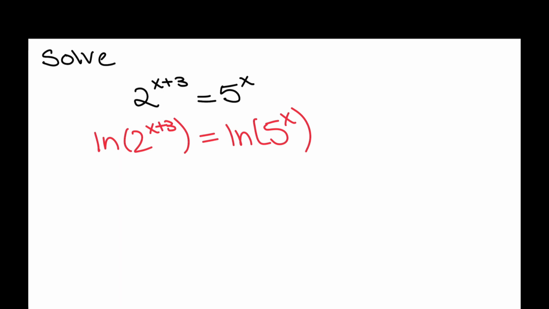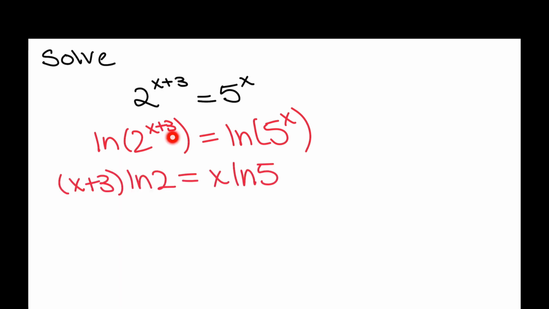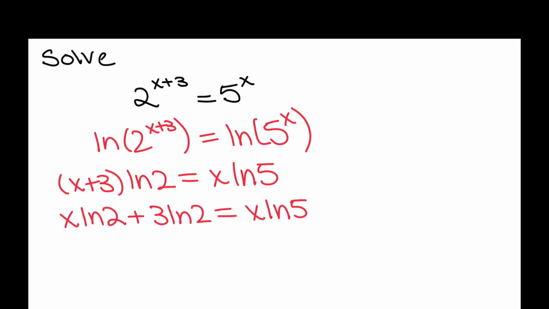My next step is to use that property and take the exponents, move them out front, and write them as products. So now I have the quantity x plus 3 times ln 2 equals x times ln 5. I'm going to go ahead and get rid of the parentheses. I'm going to distribute that ln 2. So now I've got x times ln 2 plus 3 times ln 2 equals x times ln 5.